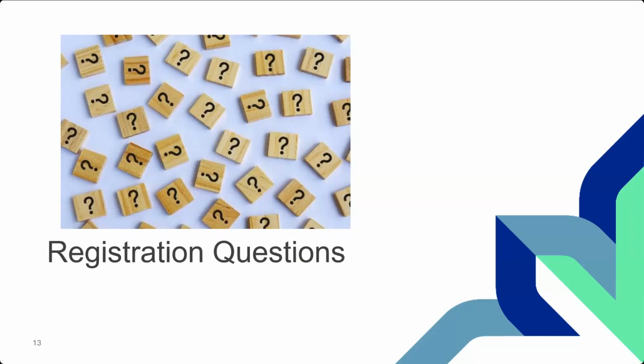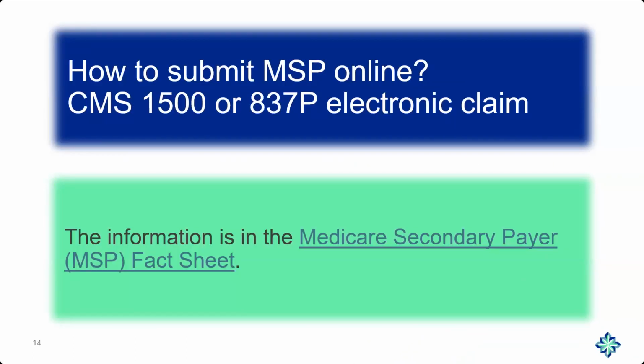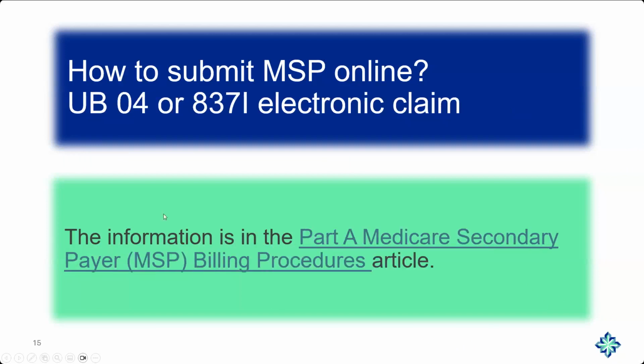First pre-submitted question, how to submit the MSP online. Now, I didn't know with this person because they said they bill both a 1500 and a UB04, or I should say 1500 837P or UB04 837I. So I actually built two slides. Because we offer this in different formats, I did give you a direct link to it right here. And then if you go to the next slide, you'll see the UB04 and a direct link to that also.